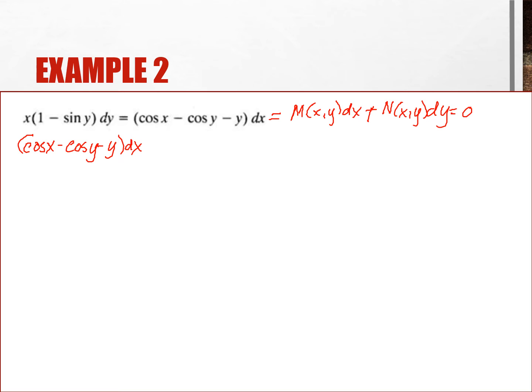Then also transpose that. So rearranging, we have plus sine y, x sine y, I have to distribute the x, x sine y minus x, dy is equal to 0. The first thing we have to do is establish that dM/dy is equal to dN/dx. Here we have M, since this one has dx, and N, since this one has dy.